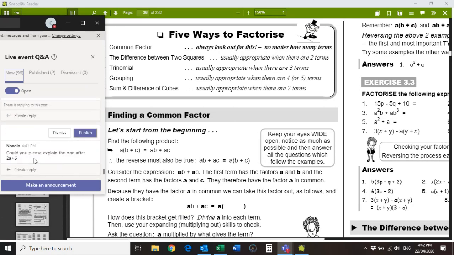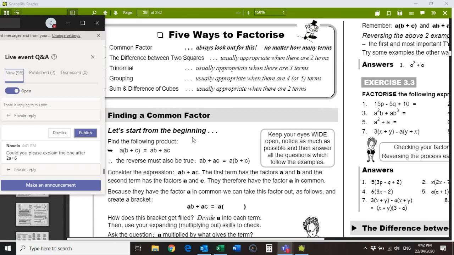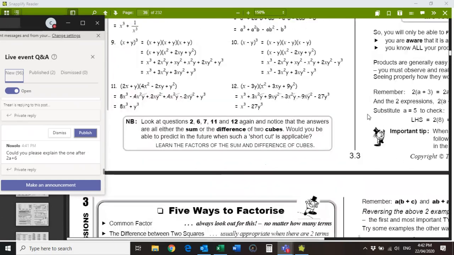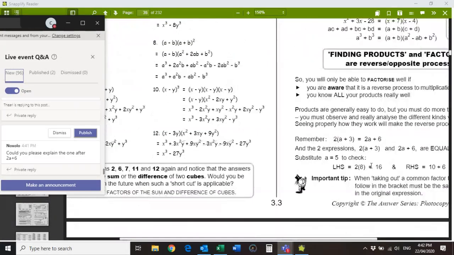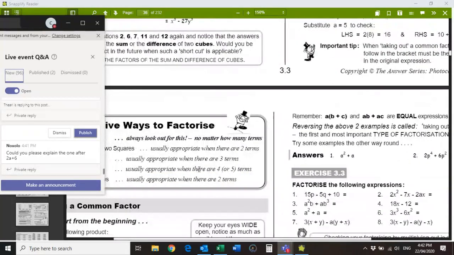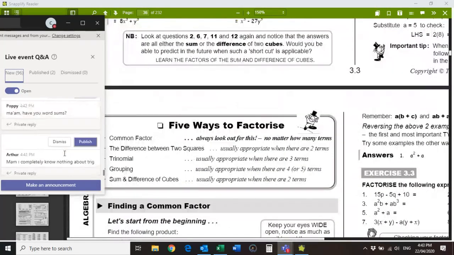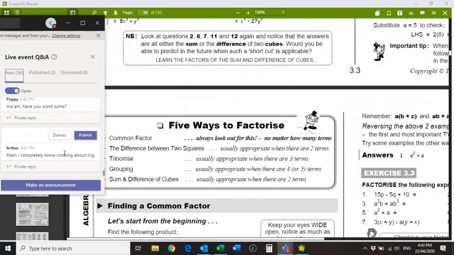Can you please explain the one after that? Okay, we will explain it if we get to it. So you want me to explain this, right? I'll explain this when we get to the difference between two squares. Okay. That's fine. I need to teach you that, but I'll make sure that you at least understand the basics before I hand you off to another teacher.